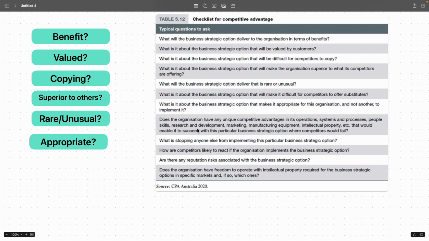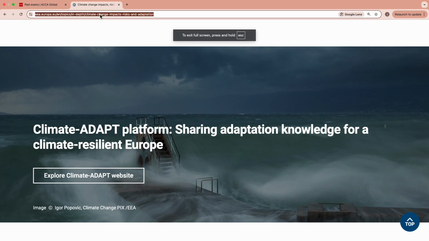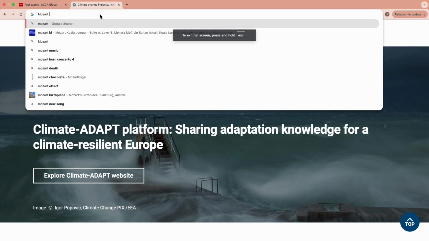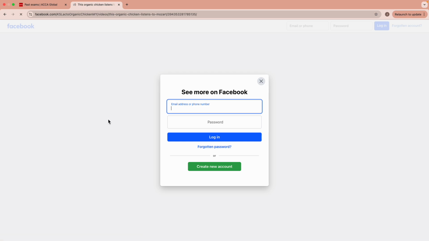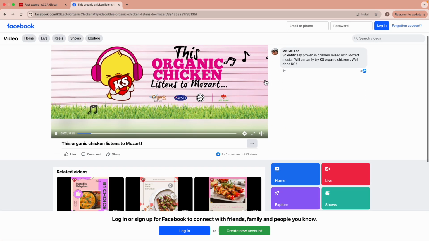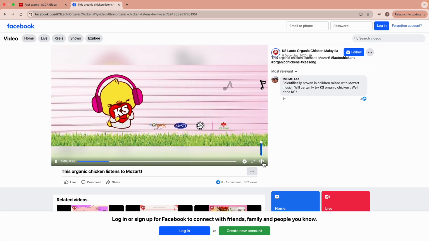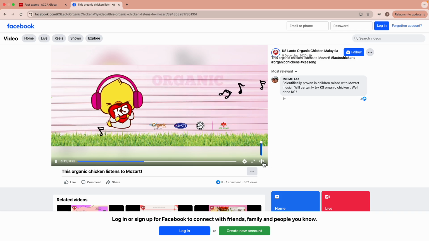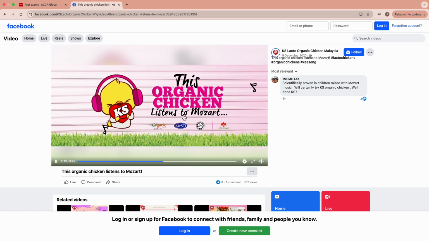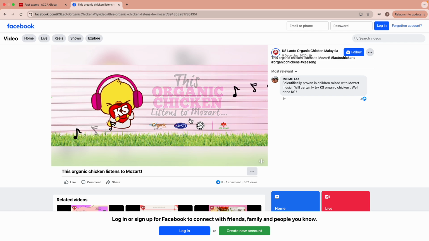But if you go to the Malaysian chicken market, you have that pineapple chicken from what I know. There's also one more, Mozart chicken. Ever heard of the Mozart chicken? That's even more funny. They play music. Yes. Let's look it up online. Organic chicken listening to Mozart. So maybe the chicken is a bit smarter, so when you eat, you also become smart.